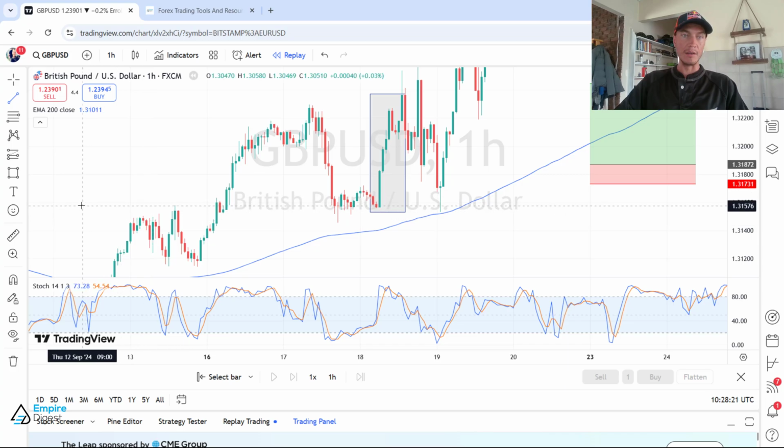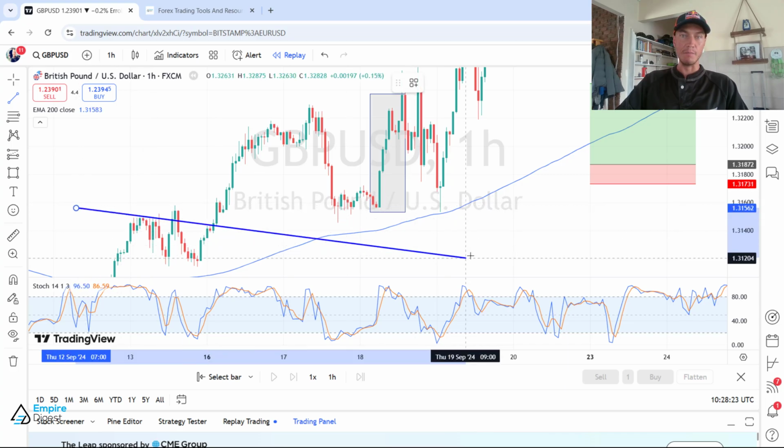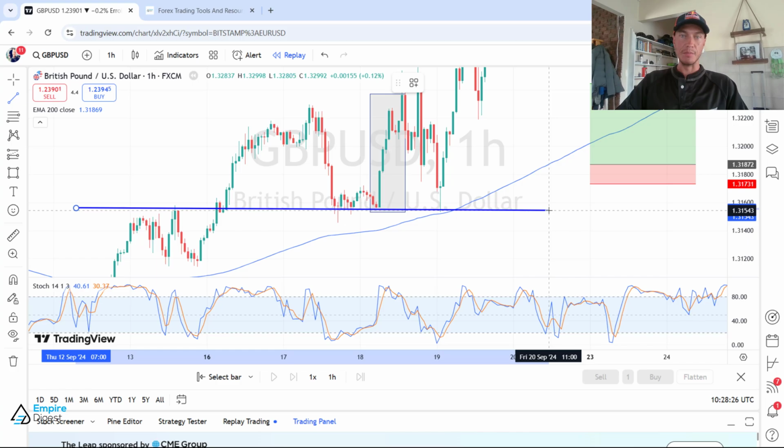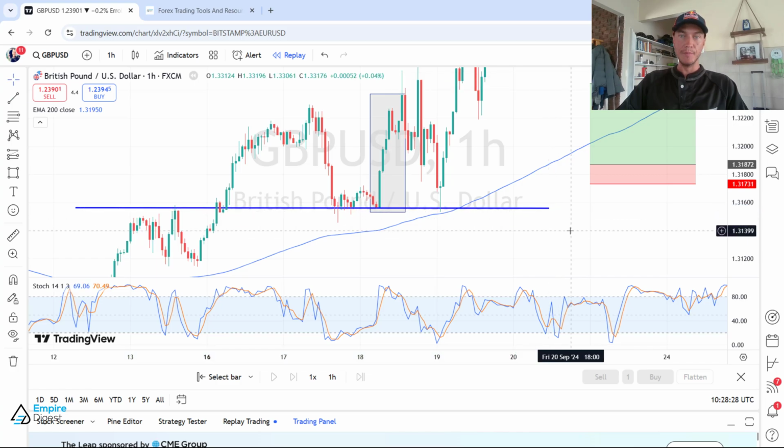Now, if I want to draw in a nice little line, I can actually do that and get as many touching points as I possibly can. Okay, so there we go. There you can see some nice resistance right there. Market comes down, support, support, support, and then the market shoots up.